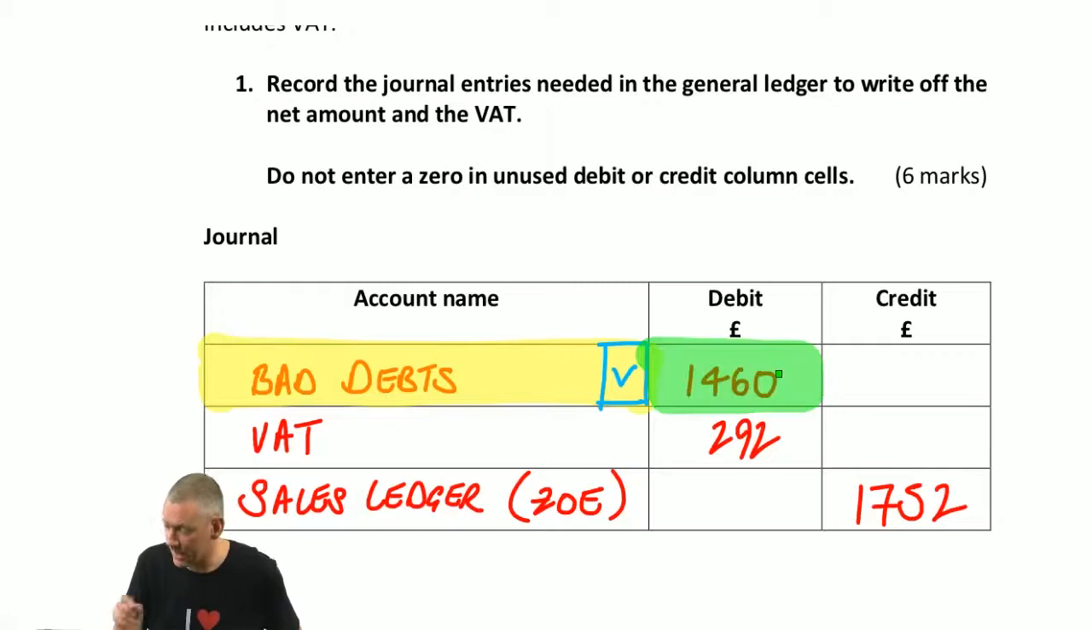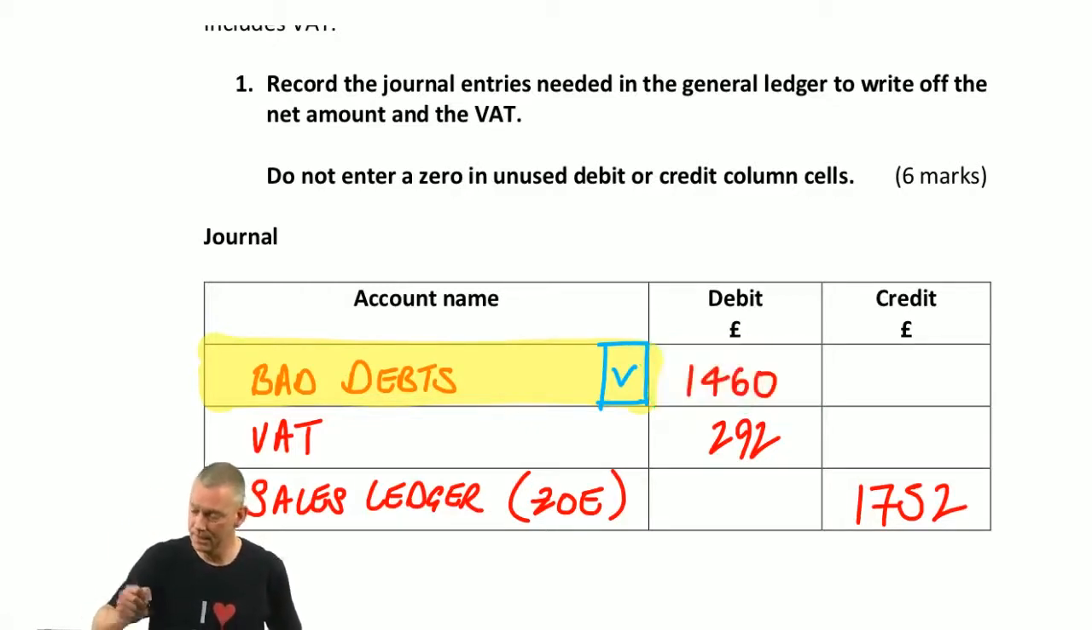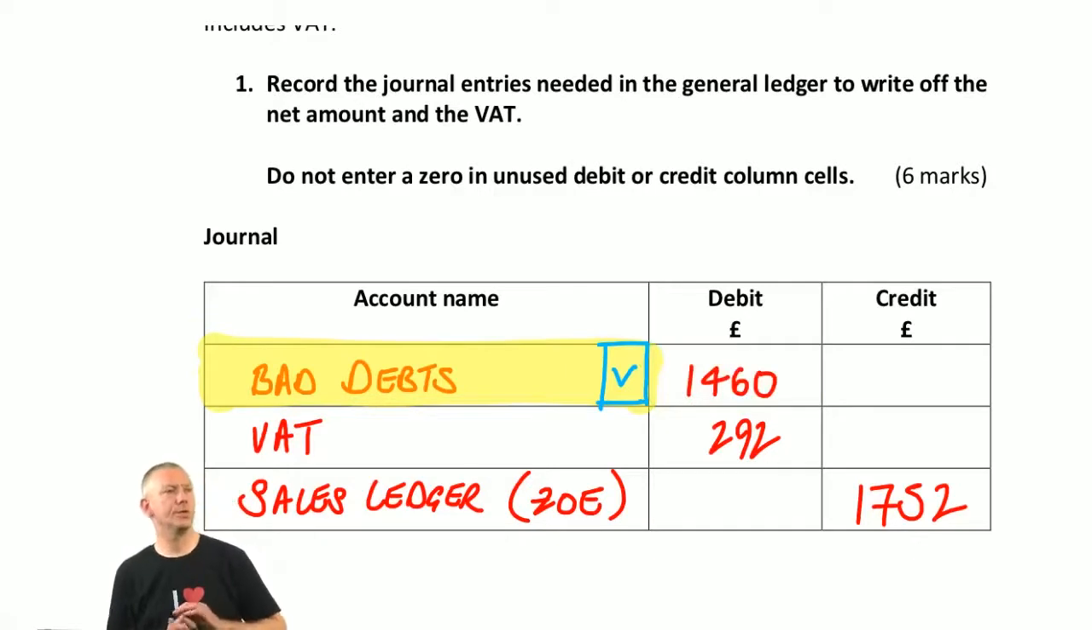And when this was examined, you had to type that number. But no, you didn't have to type the account name. You chose from a drop-down of 5.